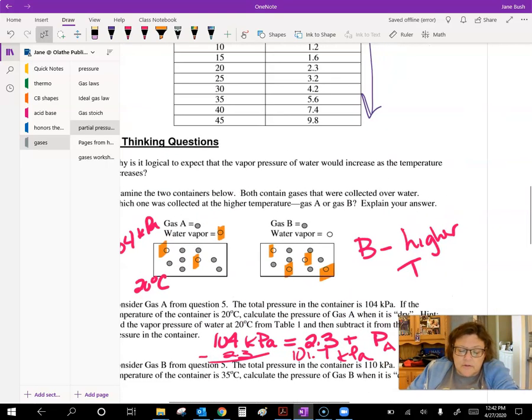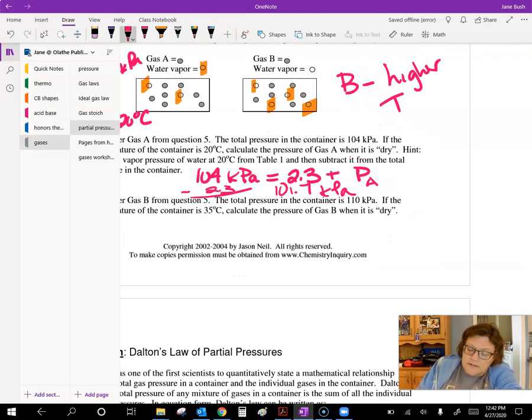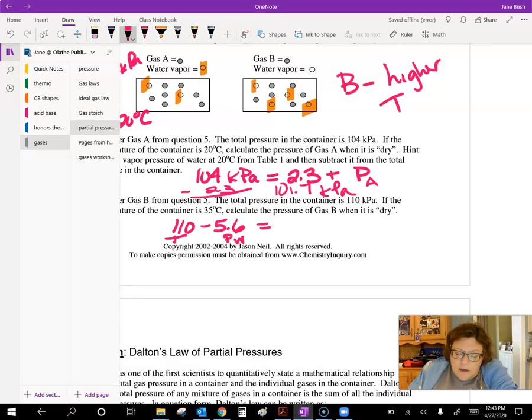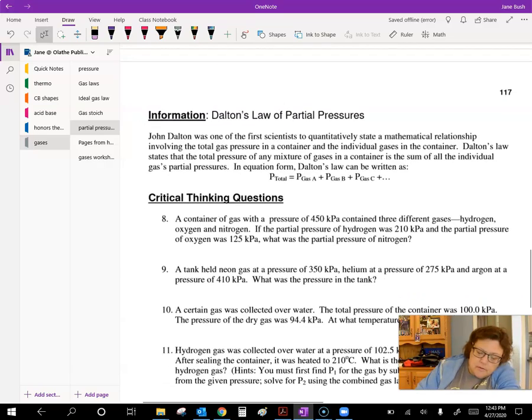Okay? Consider gas B. Gas B was collected at 35 degrees, so the partial pressure of the water is 5.6. So we have 110 minus 5.6. This is your total. This is the pressure of the water. The pressure of the gas B is going to be 104.4, if I did my math right. Let me check that, because I actually went through and worked this whole problem. Yeah, all right, good, I did the math right.